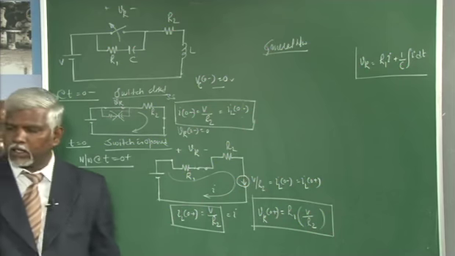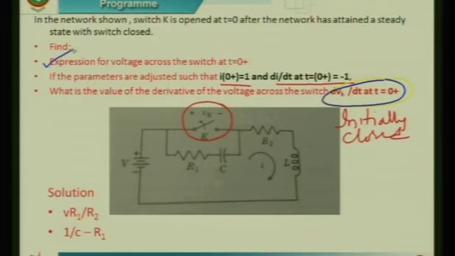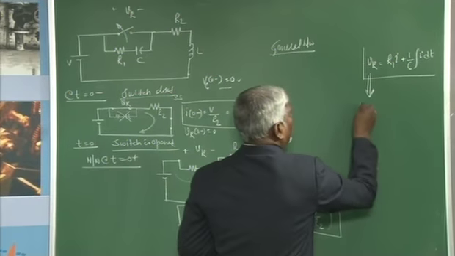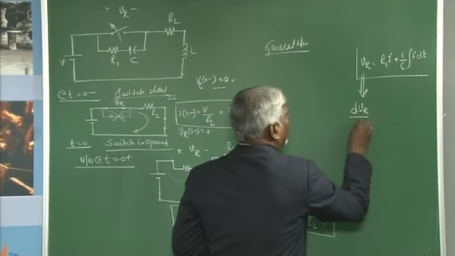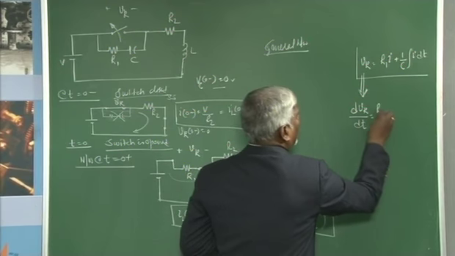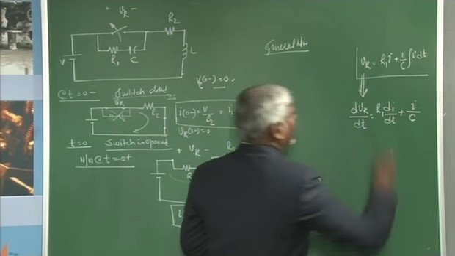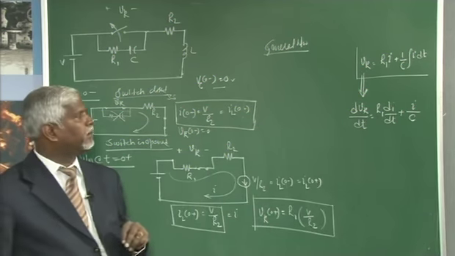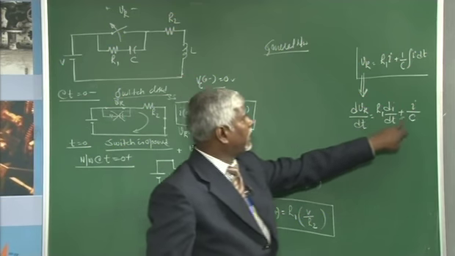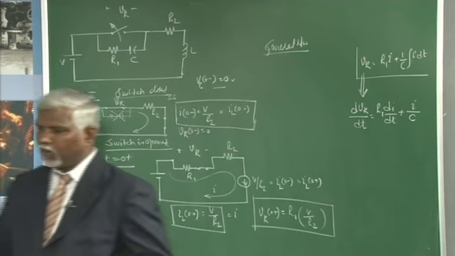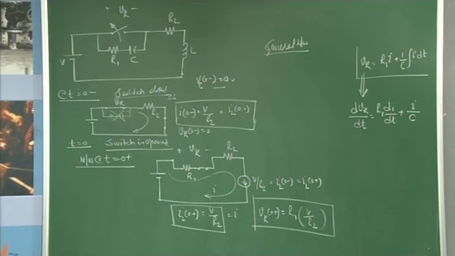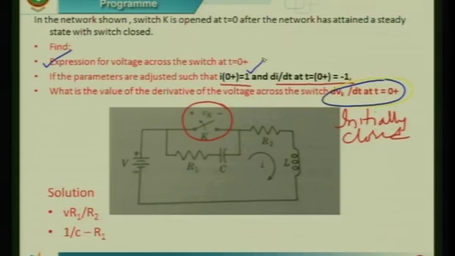The next question they have asked is the value of the derivative of the voltage across the switch. What is dVk by dt? dVk by dt is R1 di by dt plus I by C. He has given one important piece of information: I at 0 plus he has taken as 1, and he says di by dt at t equal to 0 plus take it as minus 1.